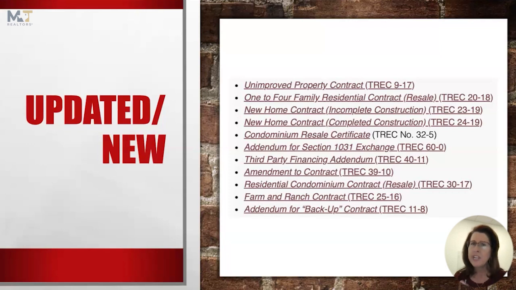We're not going to go into each one of these, because what has changed in most of them is what we're going to address in the 1 to 4 contract. What is in the 1 to 4 contract goes into the majority of the other contracts, such as the new home contract, complete and incomplete, as well as the farm and ranch. What has been changed is in relationship to the compensation and what it looks like on the 1 to 4 and the subsequent contracts that we utilize. So let's head into them and see what it looks like.